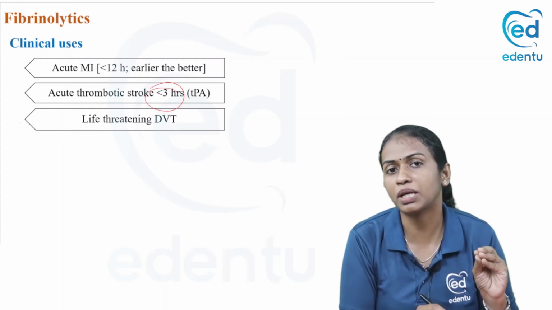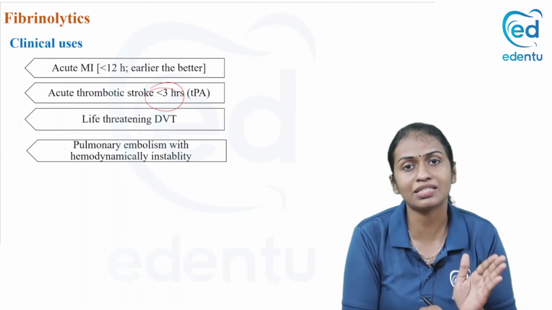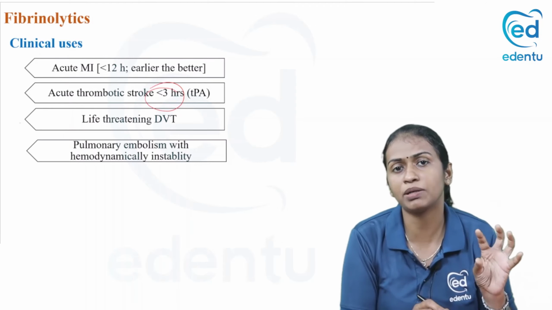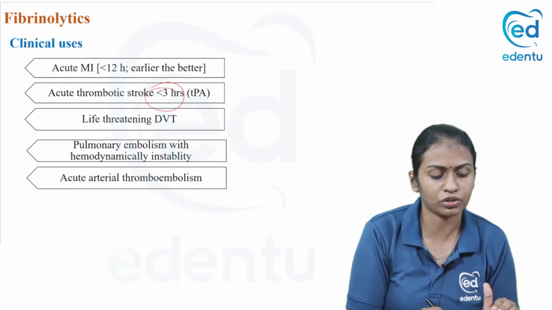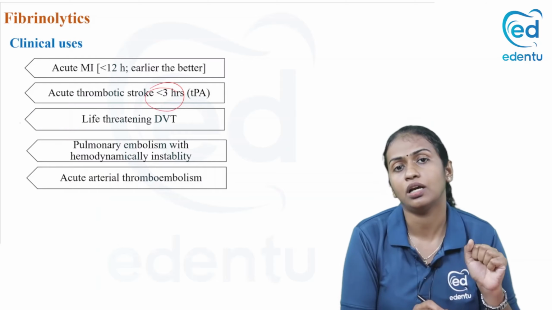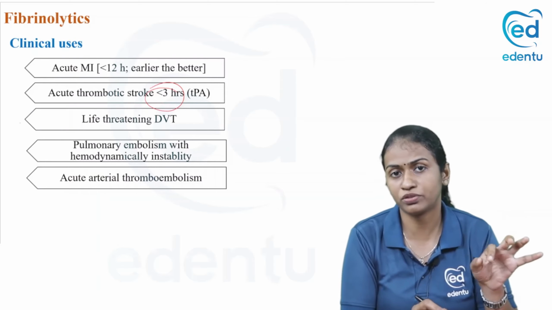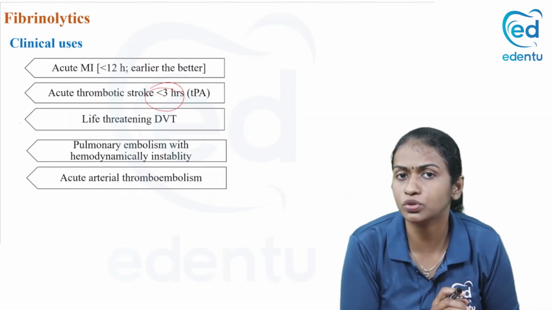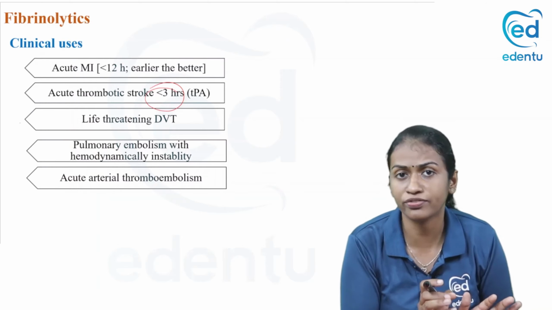Then it is sometimes given in life-threatening deep vein thrombosis. Their anticoagulants have got a major role. Then if there is a very massive pulmonary embolism with hemodynamic instability, you may go for a thrombolytic therapy. And in case of acute arterial thrombosis, again thrombectomy is preferred. You try to surgically remove that thrombus, or you may go for thrombolytic therapy. So these are the clinical uses of fibrinolytics.